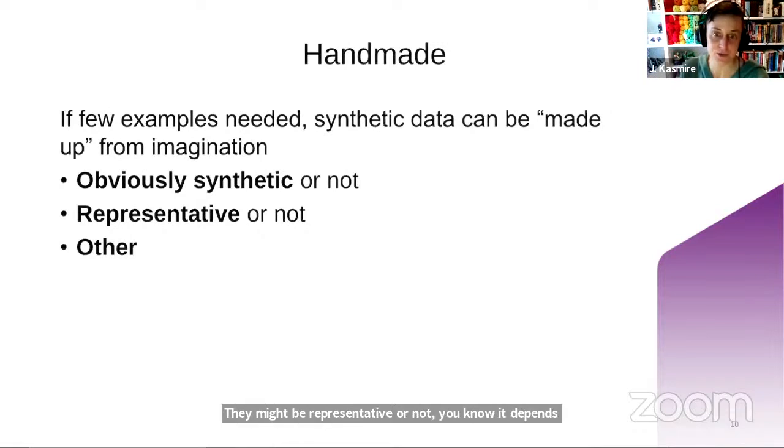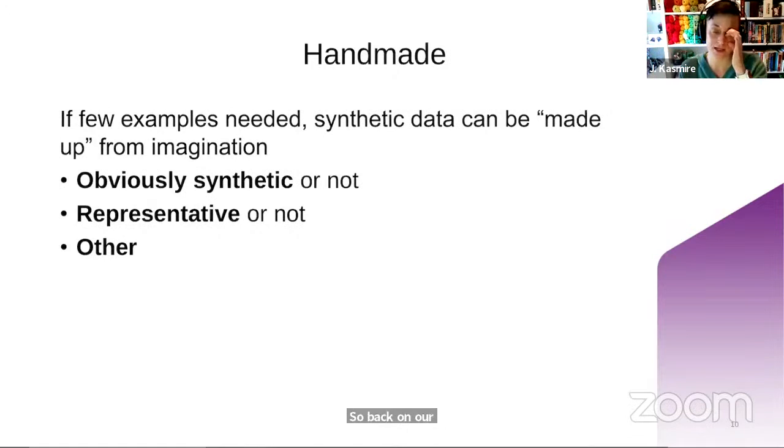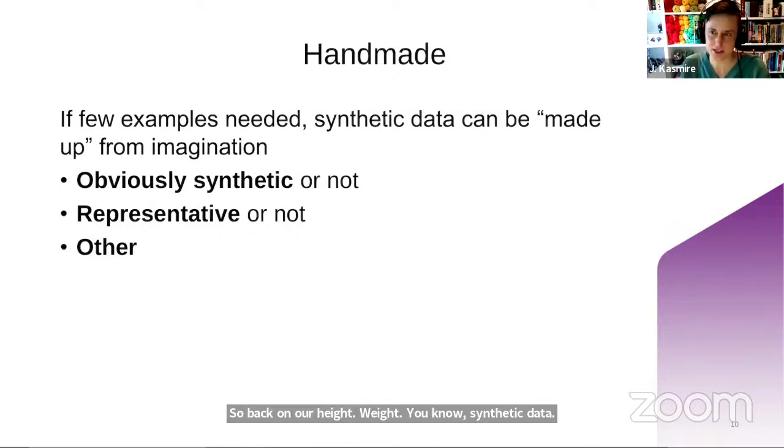It depends. If you're trying to hand test edge cases to make sure your code doesn't crash, then you might hand make 10 lines with really extreme variables, synthetic data with missing values, with nonsense values like a height of 1,000 centimeters and a weight of negative 20. So back on our height and weight synthetic data, we might say, what happens if we have a negative weight? This doesn't happen in the real world, but in synthetic data, we may want to make sure the code doesn't crash or throw up a weird wobbly error message or something. Because data can be entered incorrectly and therefore just have bad data in the real stuff too.